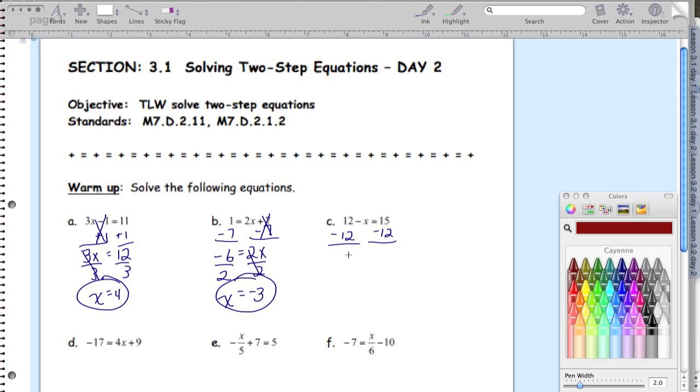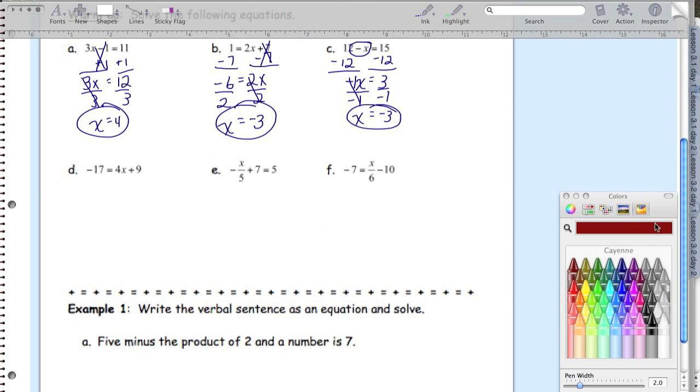My 12's are gone. Negative x comes down. Remember, just like I said, the sign in front of it indicates what it is. So it's a negative x. And on the right side, I have 15 minus 12, which is 3. This is not done yet because it's negative x. I want to know what positive x is equal to. So since this is a negative 1x, the inverse is to divide because these are being multiplied. My negative 1's cancel. X equals negative 3.